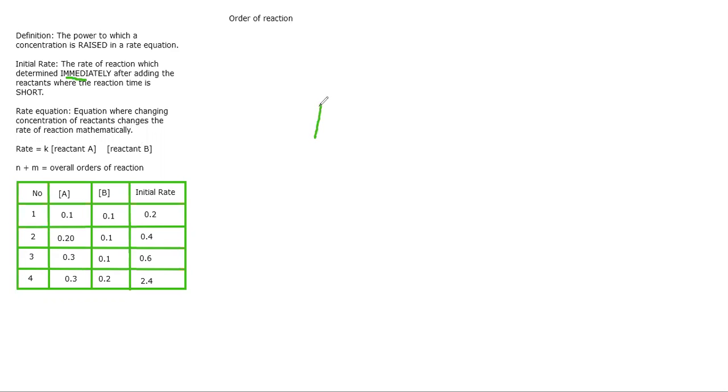So for example, you have A, and then its power 2. So 2 is actually the order of reaction. If it's written like B power 3, it means this is the third order with respect to the concentration of B. For example, if I have A with power 1, how you read it is first order with respect to the concentration of A.